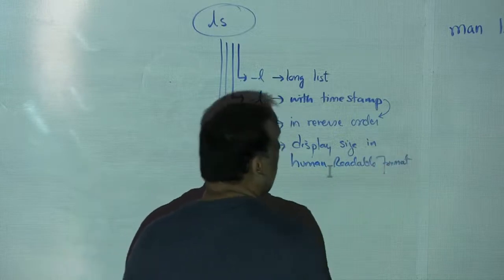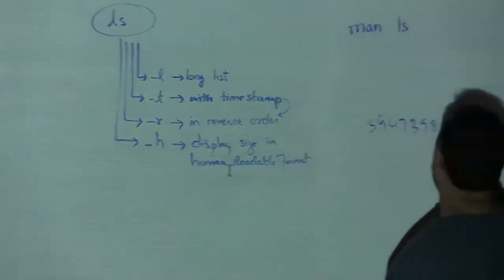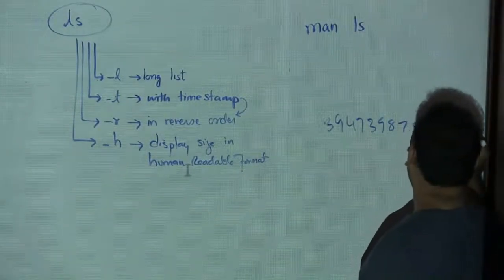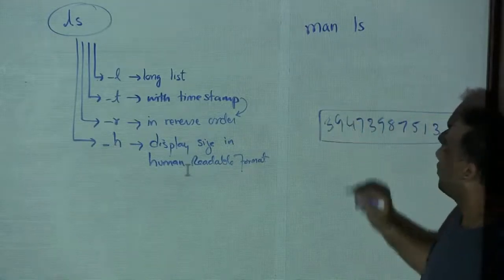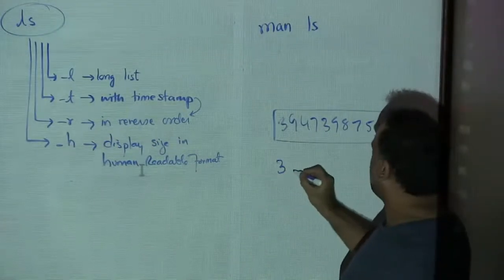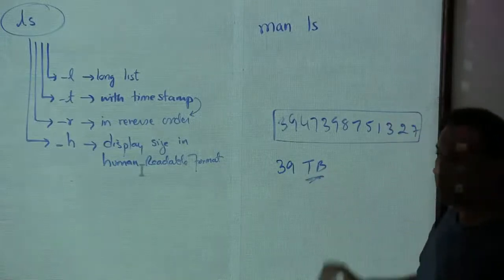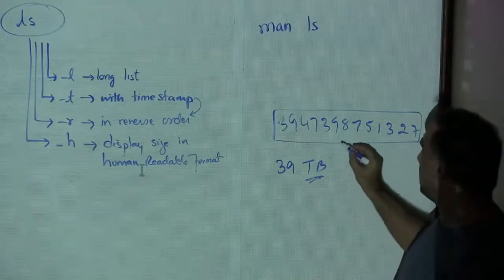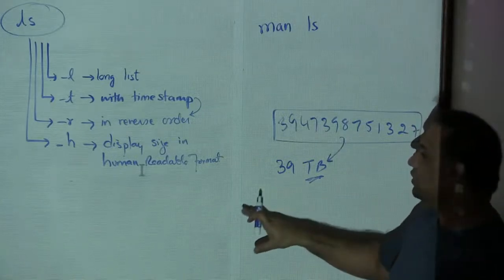Now, what does that mean? If I say a file size is 39473987511327, does this make any sense to you? Because everything it is showing you is in bytes. Versus if it shows you that this is 39 terabytes, for example. Now this is more readable, right? So if you want to convert from bytes into a more human readable format, then you want to use the -h.